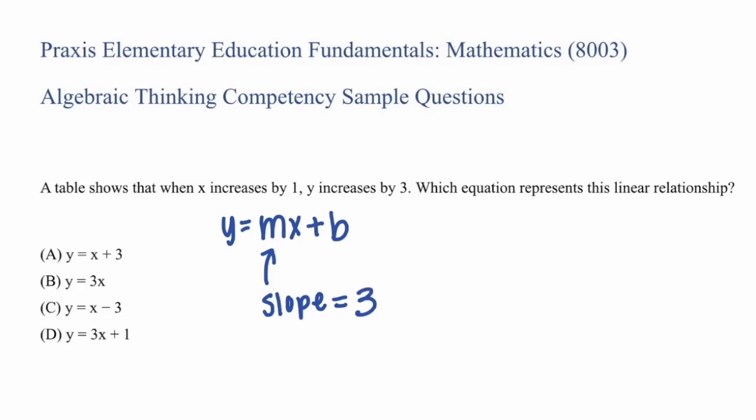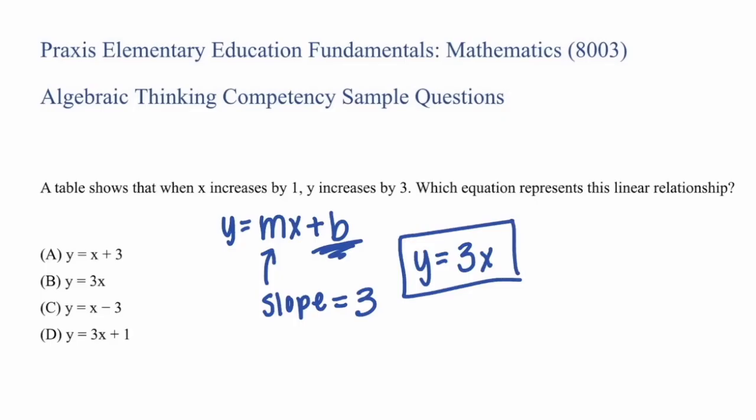So you're going to go ahead and write y equals 3x. And there is nothing, no translations for b, so we're going to leave that blank. And that just leaves us with y equals 3x, which is going to be our answer choice B.